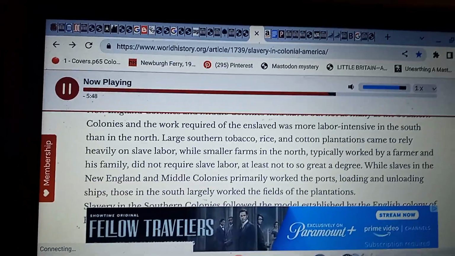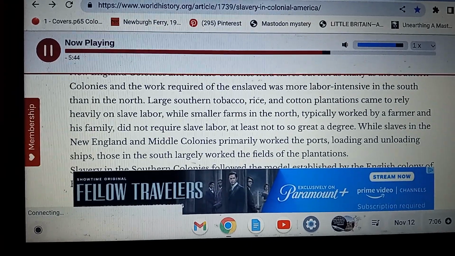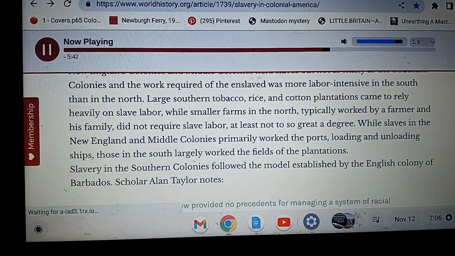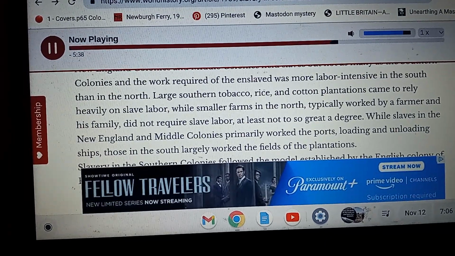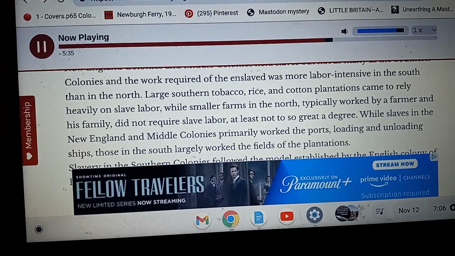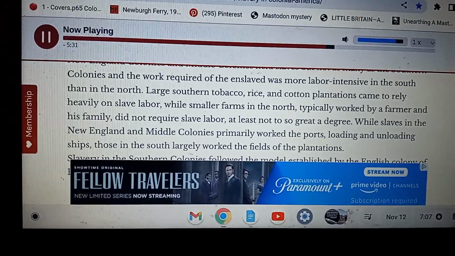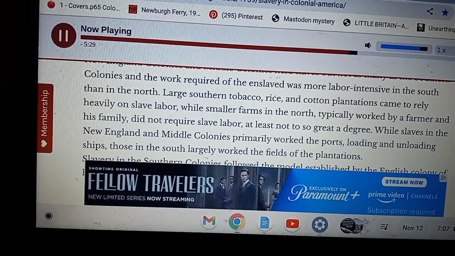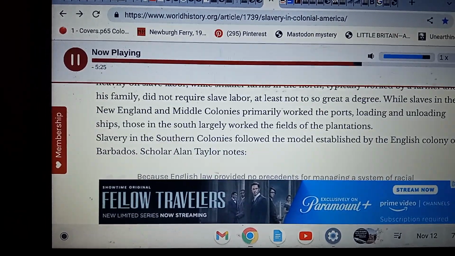Large southern tobacco, rice, and cotton plantations came to rely heavily on slave labor, while smaller farms in the North, typically worked by a farmer and his family, did not require slave labor, at least not to so great a degree. While slaves in the New England and middle colonies primarily worked the ports, loading and unloading ships, those in the South largely worked the fields of the plantations.